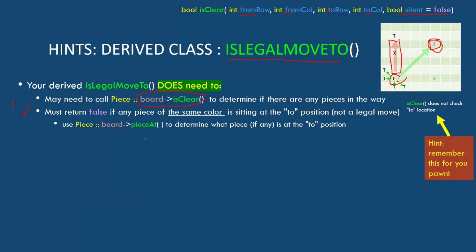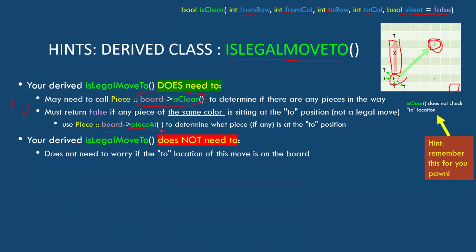So you can find the piece at a particular location on the board by just calling the board piece at method and saying, what is the pointer to the piece at that location? There are a bunch of things you don't need to do. You do not need to worry if the 2 location is on the board or not. That is done by the base class. You don't need to worry if the piece that you are currently moving is captured, because if you were captured, your is legal move to would never get called in the first place.